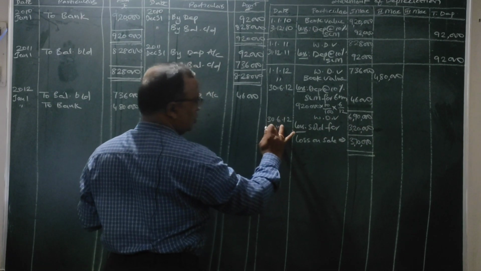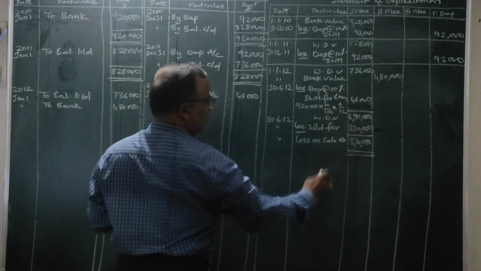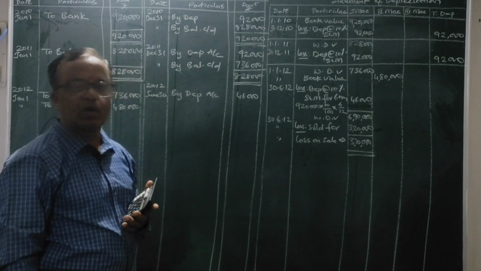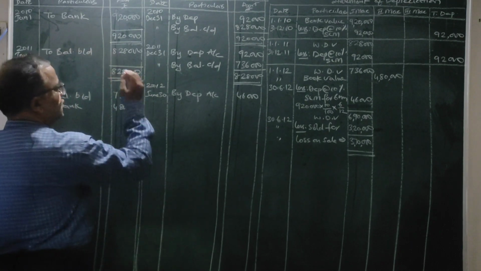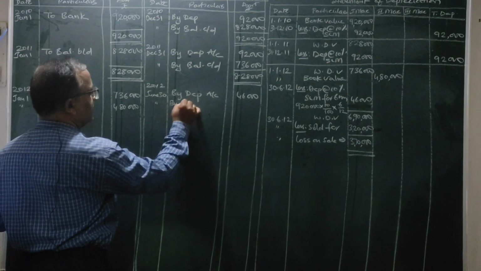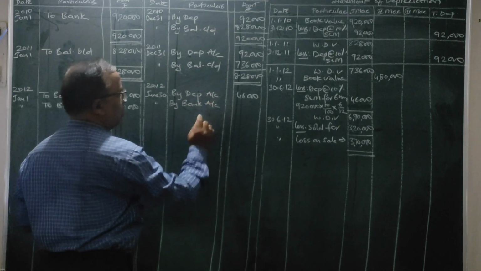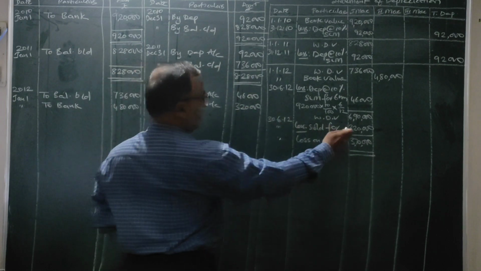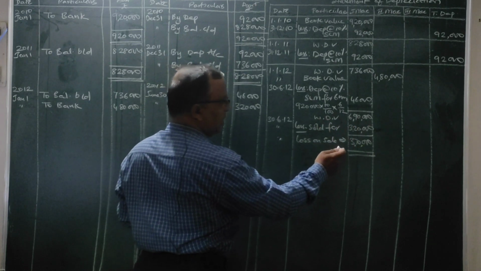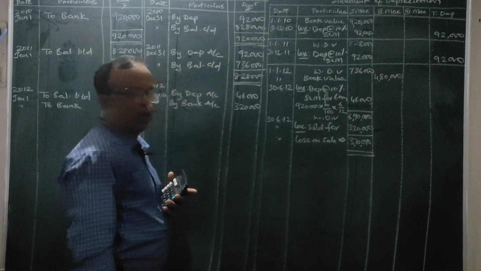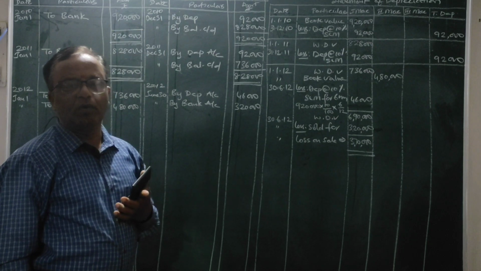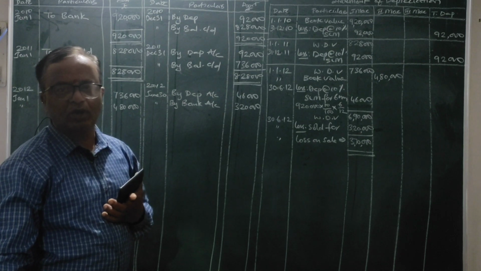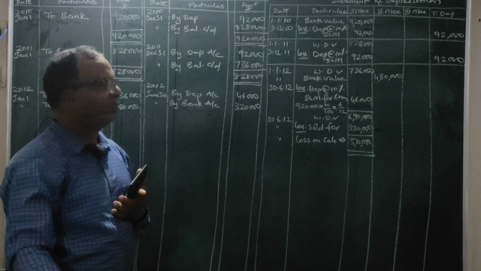Then again on 30th June 2012, he has sold for 3,20,000. So when a machine is sold, what is the entry? When a machine is sold, the entry will be bank account debit to machinery. So in the machinery account it will be by bank account. He has sold for 3,20,000. When he has sold for 3,20,000, he has made a loss of 3,70,000. So for loss on sale of machine, our entry will be profit and loss account debit to machinery account. For loss on sale of machinery, profit and loss account debit to machinery account.